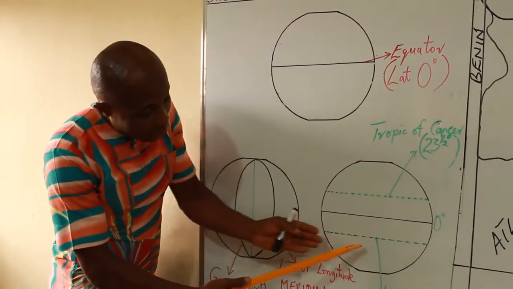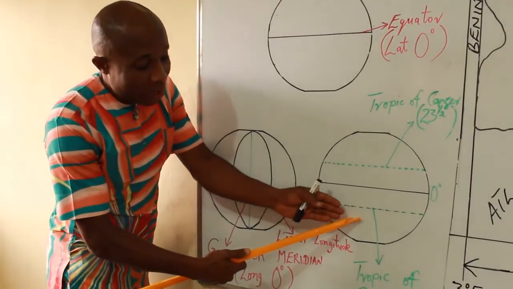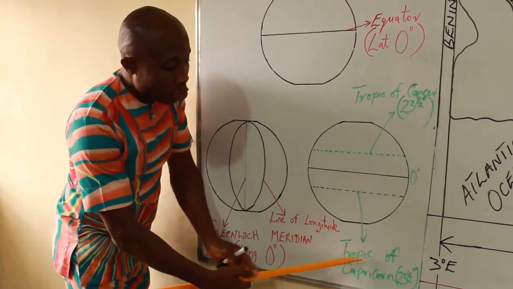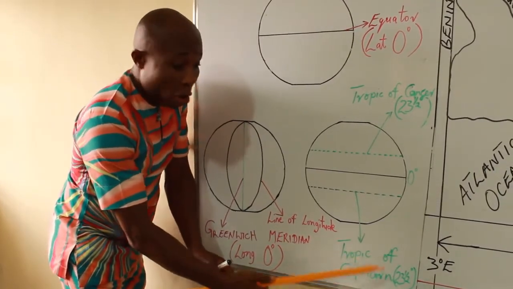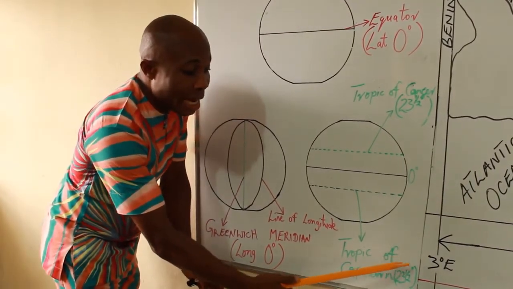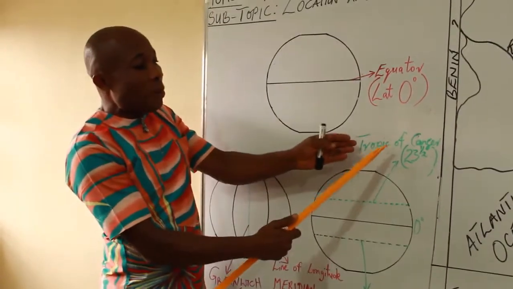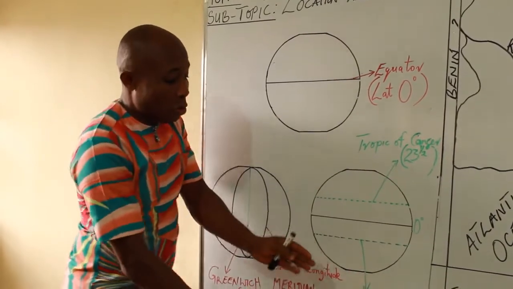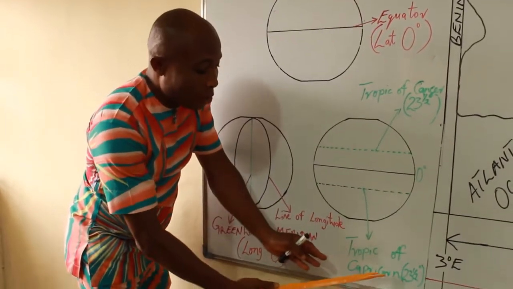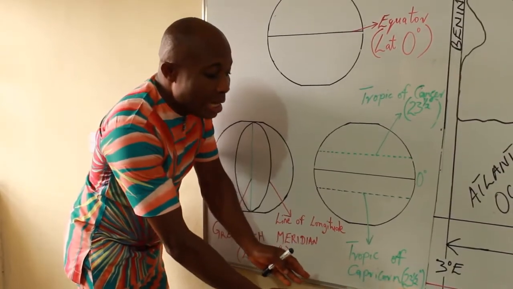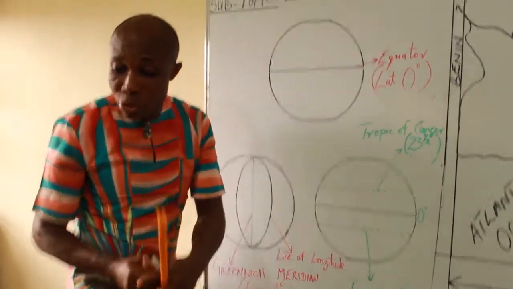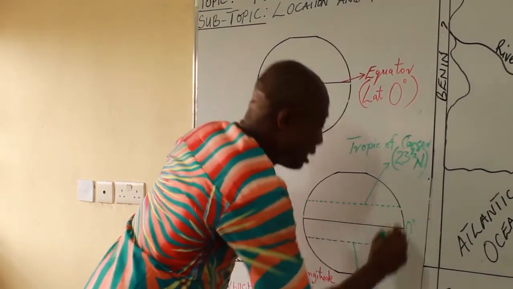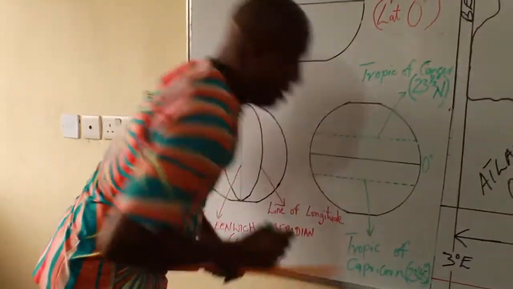Then we now have the next one, which is at the southern part of the globe, or the southern hemisphere. And that one is called the Tropic of Capricorn, also 23.5 degrees. While the Tropic of Cancer, which is 23.5 degrees north, is in the north, this one, the Tropic of Capricorn, 23.5 degrees south, is in the south. I can use this to indicate it so that you will not forget.